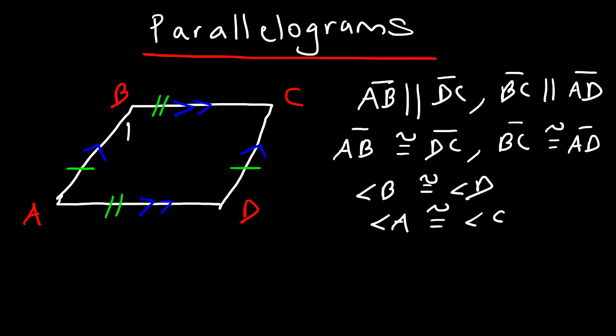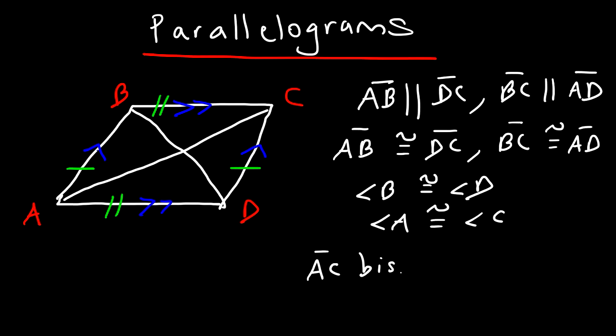Now, the next thing that you need to know is the diagonals. The diagonals bisect each other. So what does that mean? AC bisects BD, and also BD bisects AC.